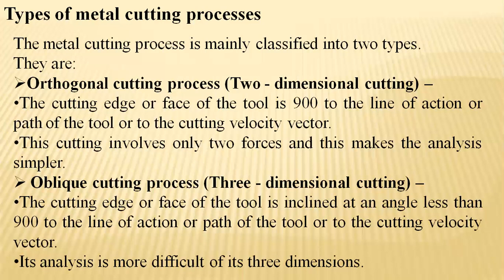The best example related to it is our lathe machine, the conventional lathe machine, which we'll be utilizing in our laboratory process also. This cutting involves only two forces, which makes the analysis very simple. That is cutting force and speed.